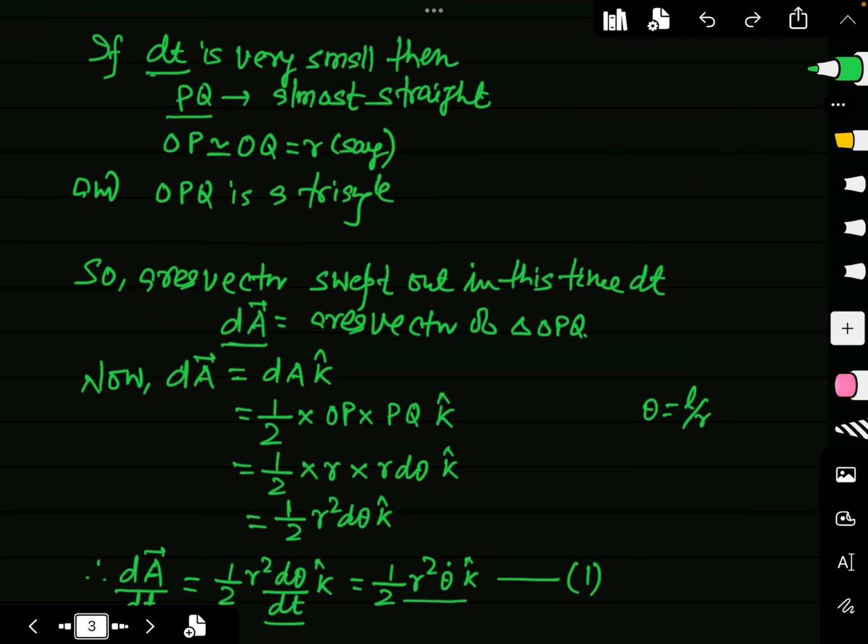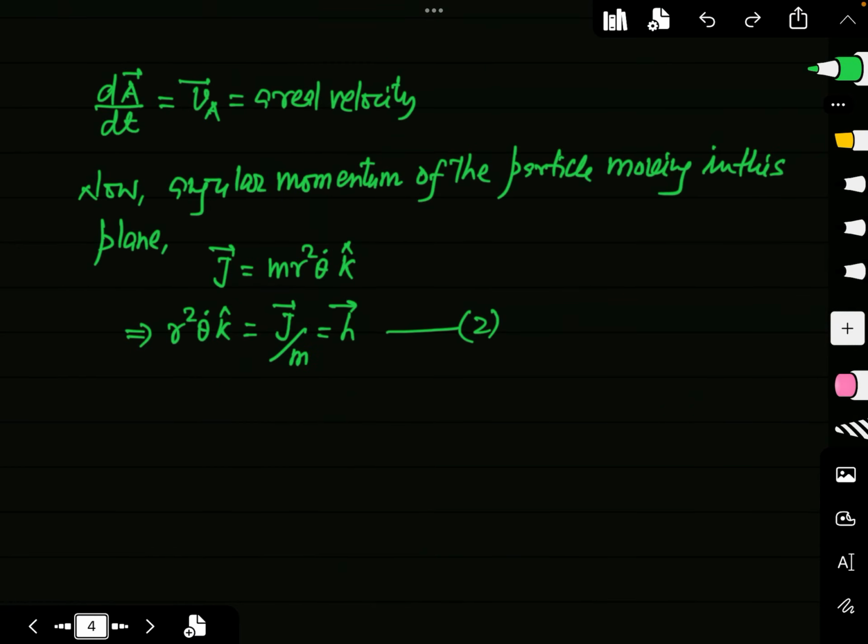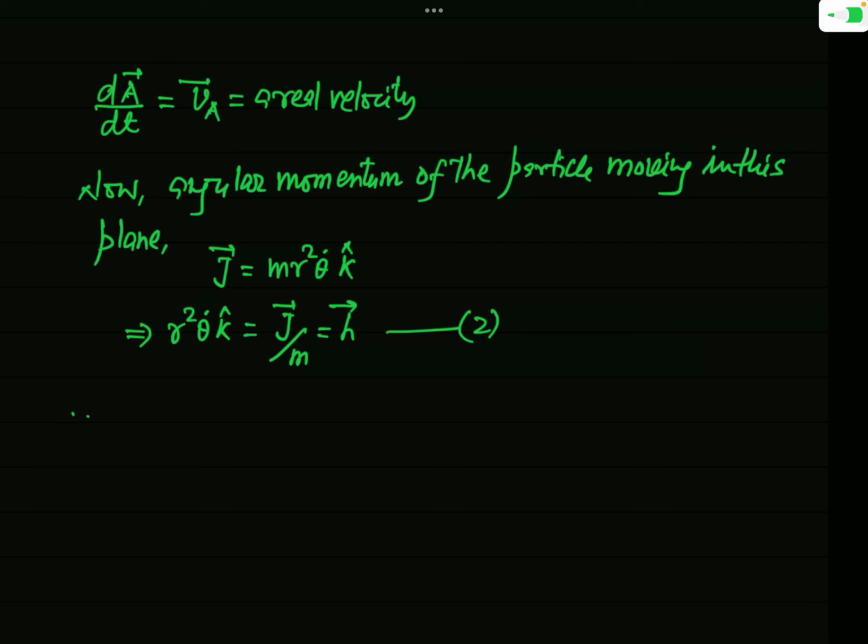Instead of r square theta dot k, we will write either h, or we will write in fact J over m. So you can write equation 1, which is actually dA by dt, as J over 2m. Or you can also write it h over 2.